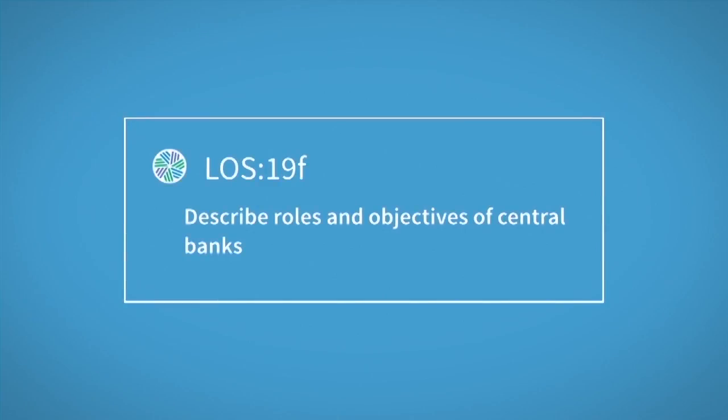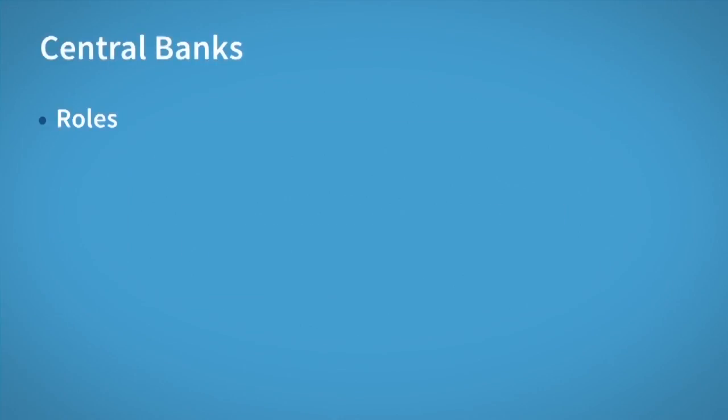Now we are going to move on to central banks. Firstly, their roles and objectives. Now the first and most obvious role of a central bank, as we have already discussed in this section, is that they are responsible for implementing monetary policy. They have control over the money supply and credit markets, which they can use to stimulate or restrain an economy as the needs come about.